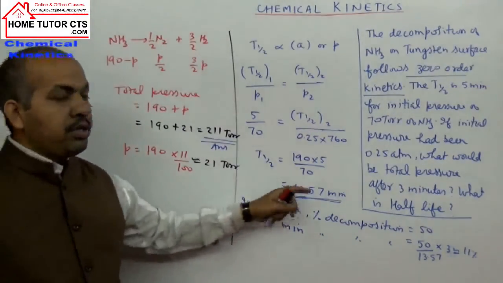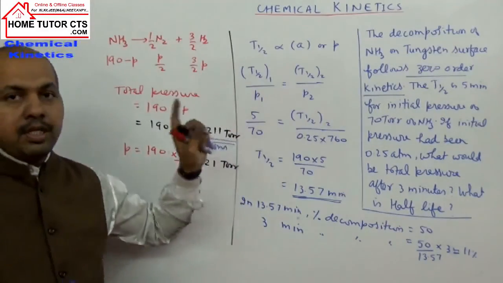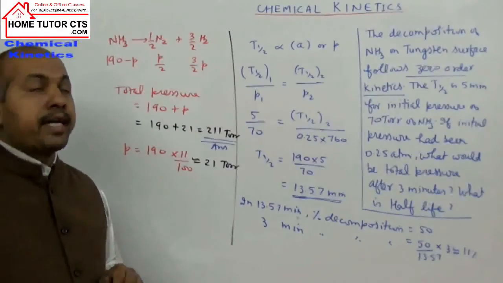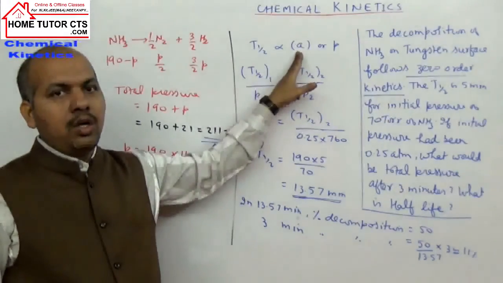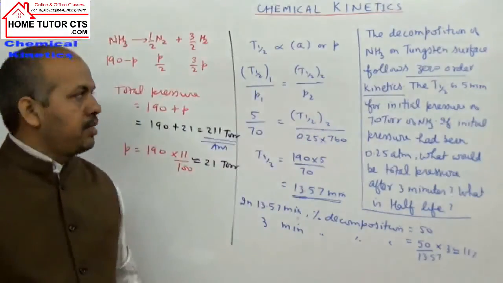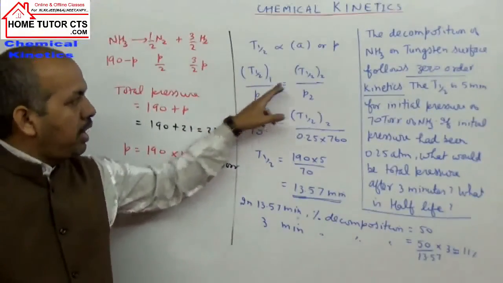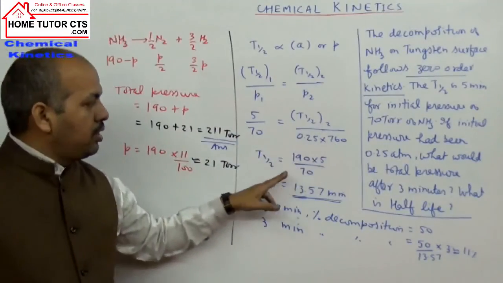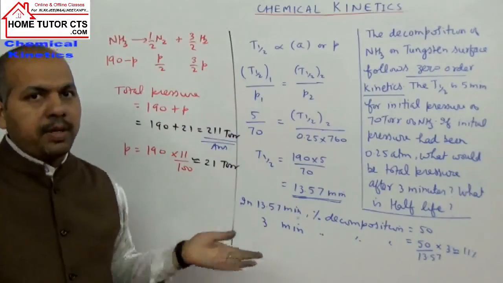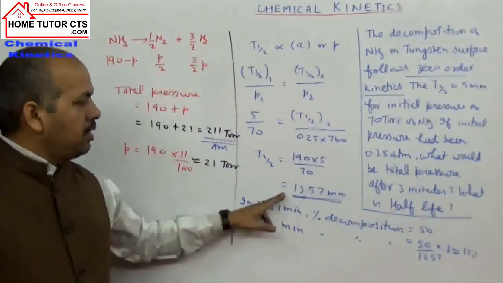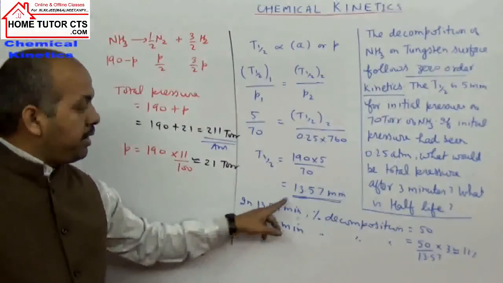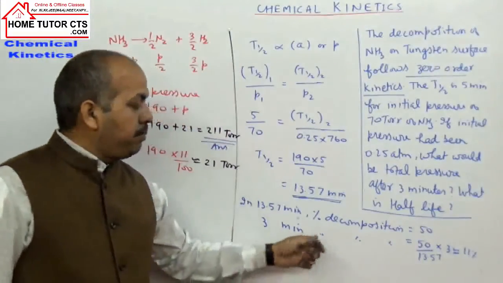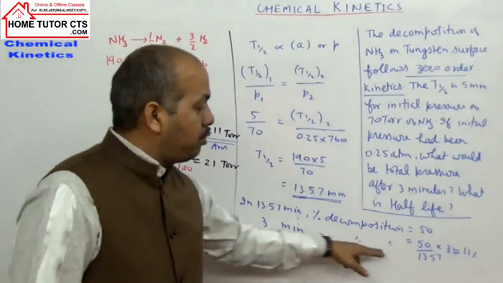First part answer coming 13.57 minutes. For the zero order reaction, T half is directly proportional to reactant initial concentration, or for gases pressure. Ratio of T half and pressure can be taken constant, then we get the T half value on changing pressure to 0.25 atmosphere, making it torr. Then in this time interval, what is the percentage decomposition? 50%. In time 3 minutes, how much is the percentage decomposition?